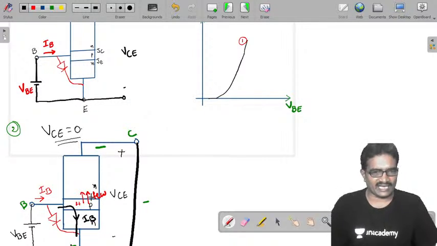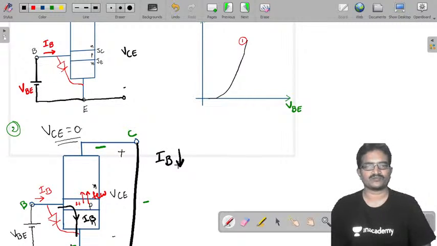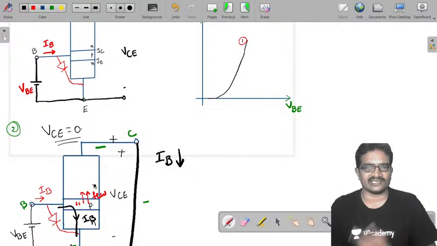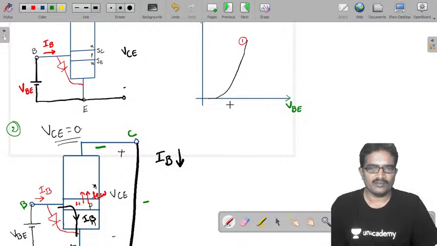Okay, that means your carriers should flow in this direction, but they are moving away out of it. That's why your base current is decreasing. Therefore, base current is decreasing. You may ask one thing, sir, what is the meaning of decreasing in base current? Simple thing, sir. Previously, at this voltage, you got this much base current.